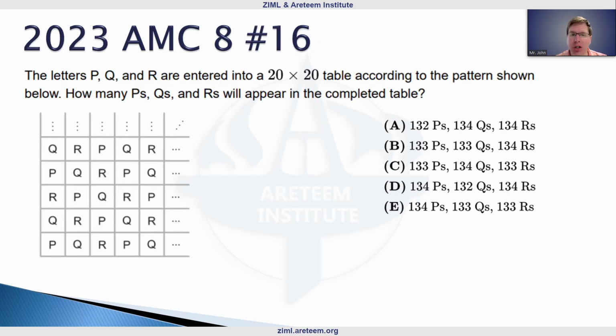But let's jump into our question from today. It's one of my favorite from last year's exam. So some of you might know this problem, but it is a good problem to discuss quick. The letters P, Q, and R are entered into a 20 by 20 table according to the pattern shown below. How many P's, Q's, and R's will appear in the completed table there?